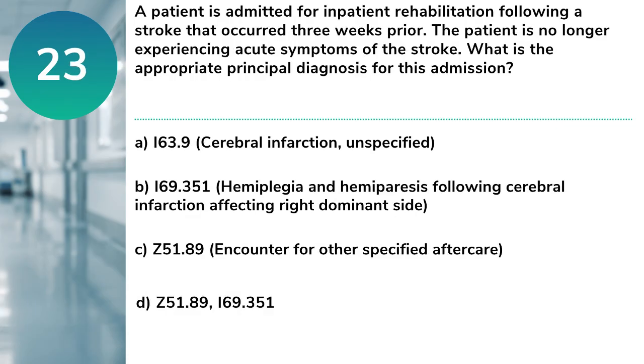Question 23. A patient is admitted for inpatient rehabilitation following a stroke that occurred 3 weeks prior. The patient is no longer experiencing acute symptoms of the stroke. What is the appropriate principal diagnosis for this admission? A. I63.9, cerebral infarction, unspecified. B. I69.351, hemiplegia and hemiparesis following cerebral infarction affecting right dominant side. C. Z51.89, encounter for other specified aftercare. D. Z51.89, I69.351.